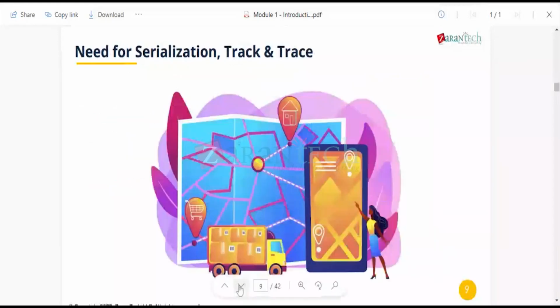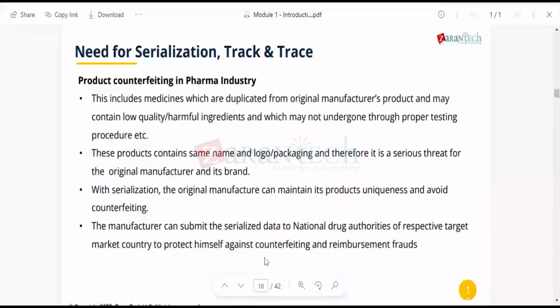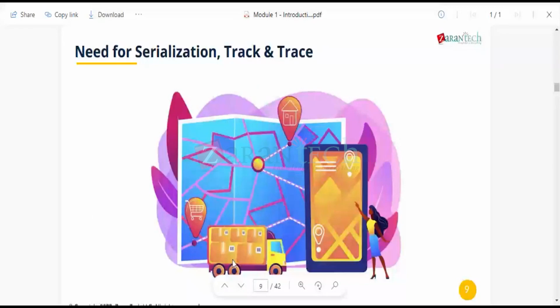Now the question arises: why do we need serialization and track and trace? Before that, serialization is not a need as such. Of course, it strengthens the supply chain, but it is more of an imposition from government authorities. Some of you who have a little bit of knowledge about ATTP have heard about regulations like the US DSCSA regulation and the Europe EU hub regulations.